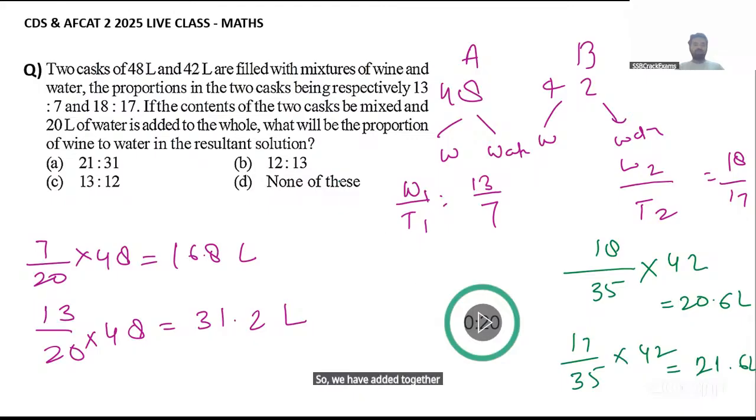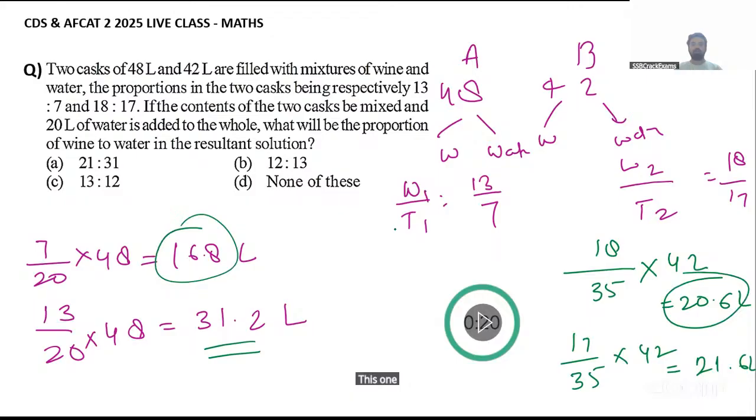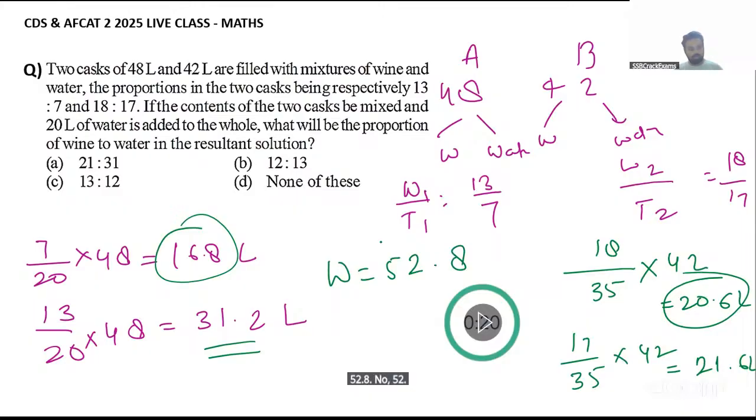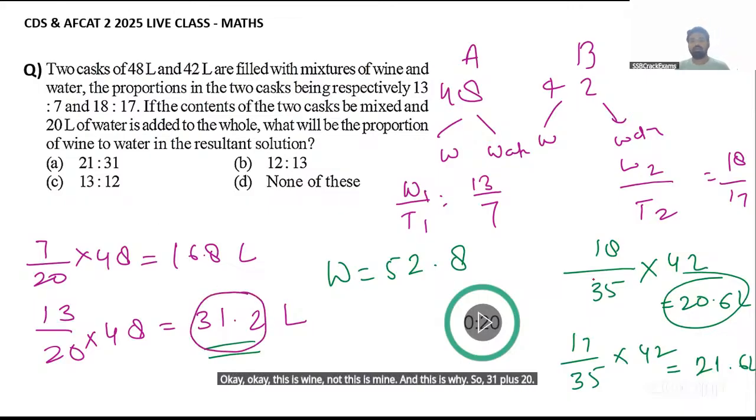Okay. So added together, what is the total quantity of wine? Wine to the water, wine to the water. So the total quantity of wine will be this one plus this one, 31.2 plus 20.6. Okay, this is wine. So 31.2 plus 20.6 will be 51.8, no, 52.8.